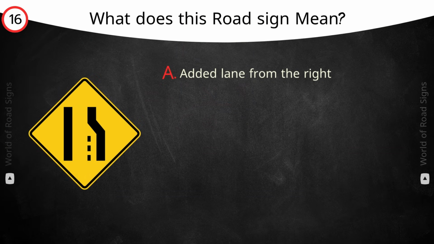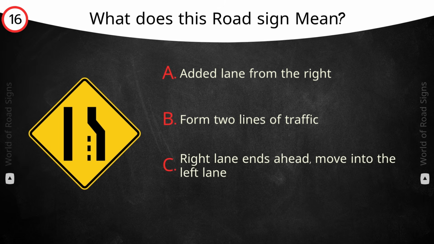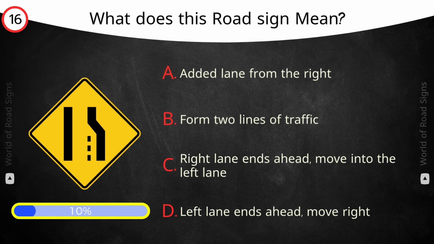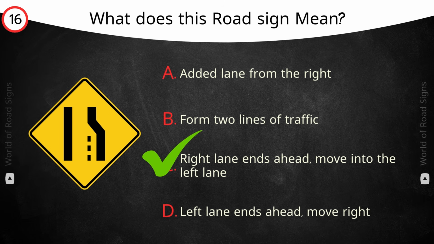Question 16. What does this road sign mean? A. Added lane from the right. B. Form 2 lines of traffic. C. Right lane ends ahead, move into the left lane. D. Left lane ends ahead, move right. The correct answer is option C. Right lane ends ahead, move into the left lane.